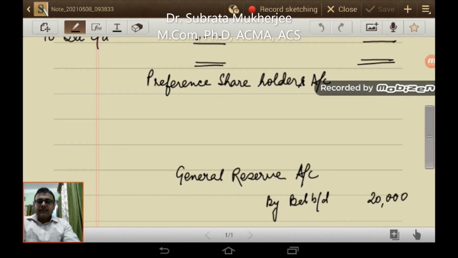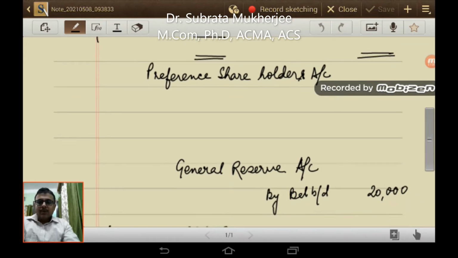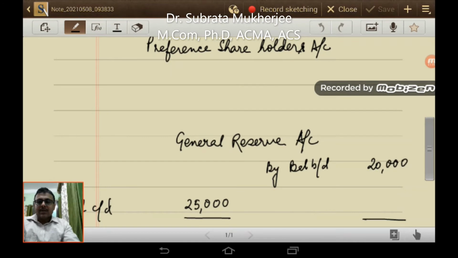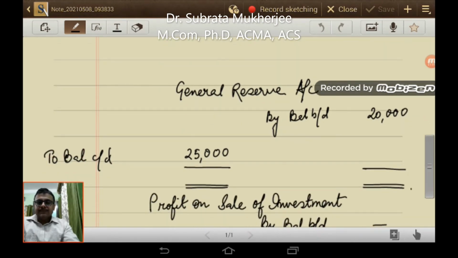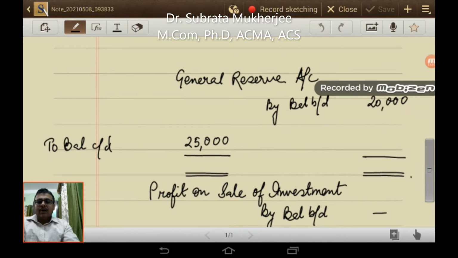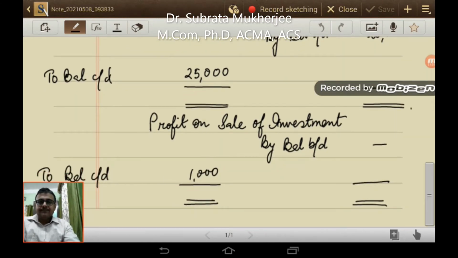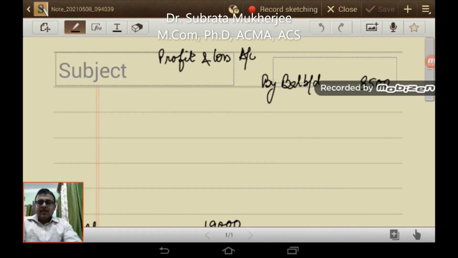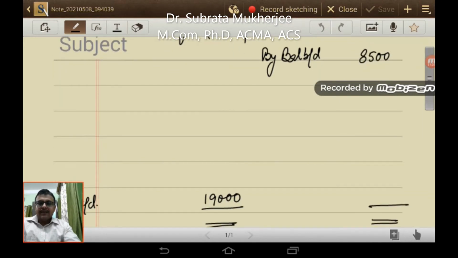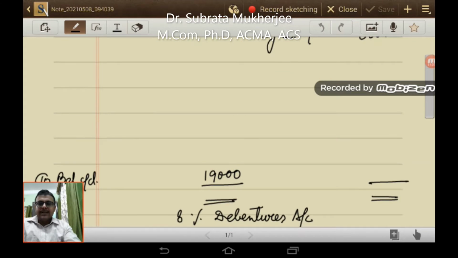The next item is the reserve and surplus, under which the first item is general reserve. The opening balance is 20,000 and the closing balance is 25,000. The next item is profit on sale of investment. The opening balance is nil and the closing balance is 1,000. Then the next item is profit and loss account. The opening balance is 8,500, and you need to keep a space for this profit and loss account because all the adjustments will be written here. And the closing balance I have written as 19,000.